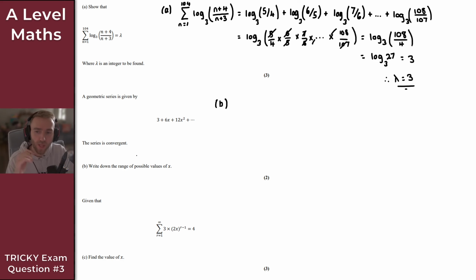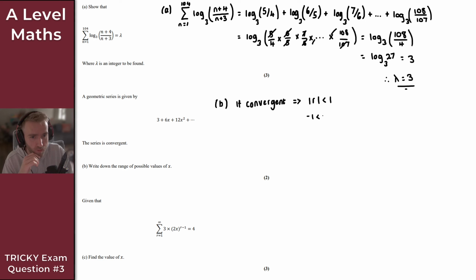what we need to do is make use of the fact that the series is convergent. Because we know for a convergent geometric series, the condition that we require is that the modulus of the common ratio r is strictly less than 1. So if convergent, then the modulus of r is strictly less than 1. In other words, all we mean is that r is between -1 and 1, okay?